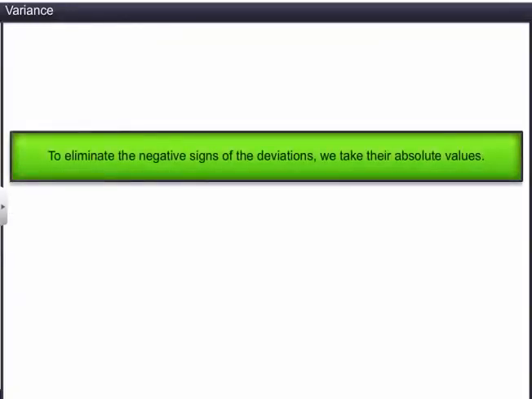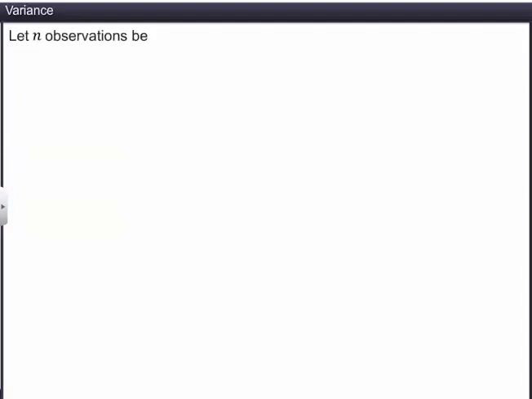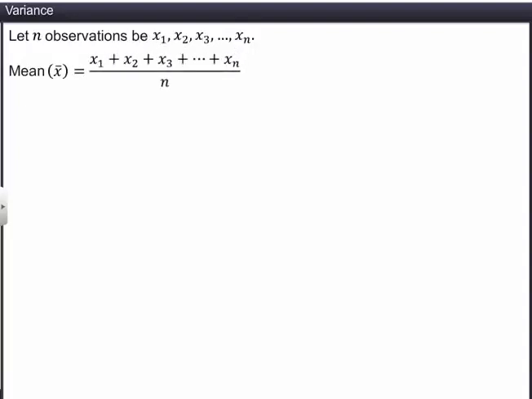We know that, to find the mean deviation of data, we take the absolute values of the deviations from the mean or median to eliminate the negative sign of the deviations. To avoid the difficulty of the negative signs of the deviations, an alternative is to take their squares. Let's consider n observations, x1, x2, x3 and so on, up to xn. The mean of the observations, x bar, is equal to the sum of the observations divided by n. Now, the deviations of the observations from the mean are shown.